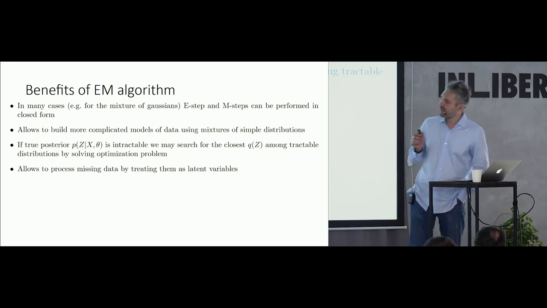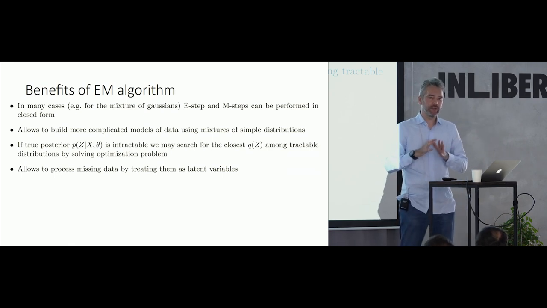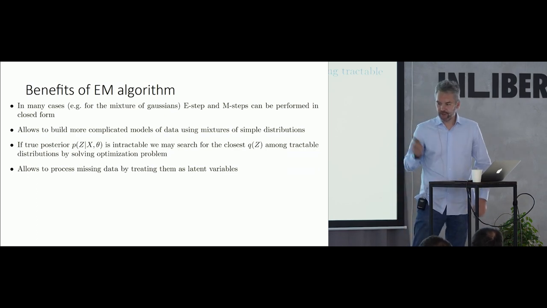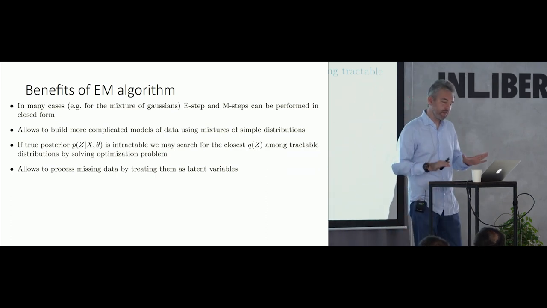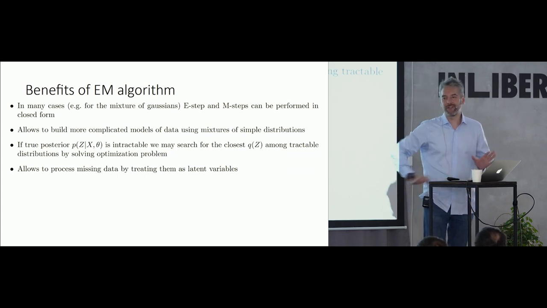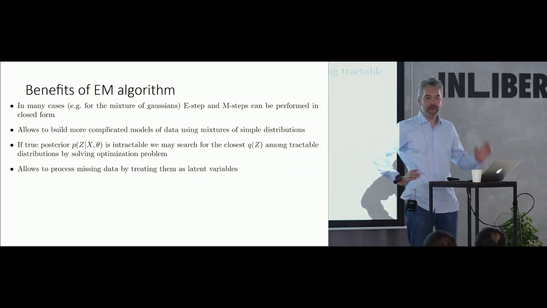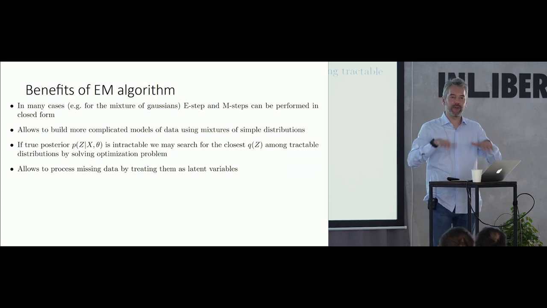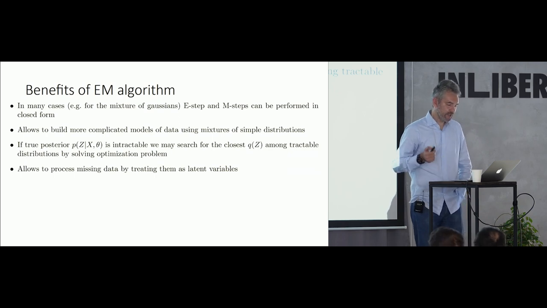What is also nice is that it allows us to build complicated probabilistic models for our data using mixtures of distributions. So just like we did in this motivating example. We had points generated from a multimodal distribution. We don't know how to fit multimodal distributions in general to our data, but we know how to fit unimodal distributions such as Gaussian. And by introducing additional latent variables, we managed to convert our complicated problem of fitting a multimodal distribution to our data into an iterative process of fitting unimodal distributions by doing the EM algorithm. So this is very nice.